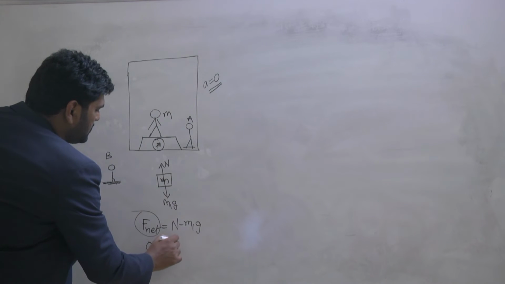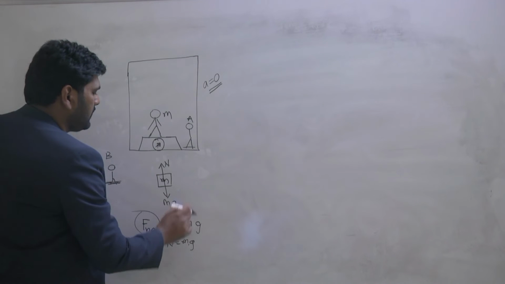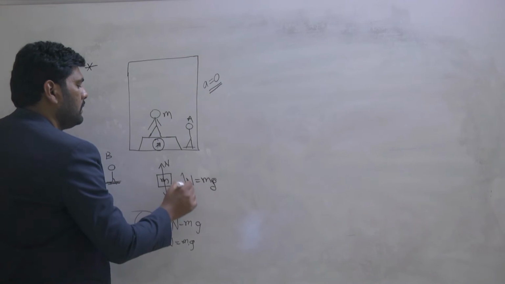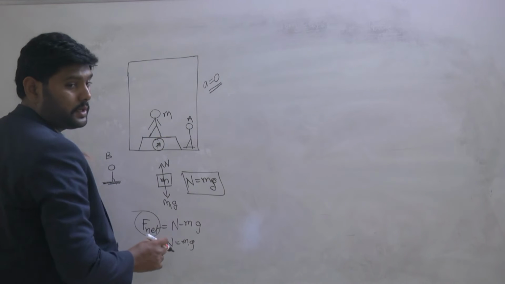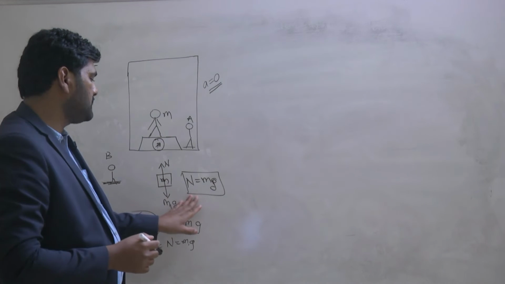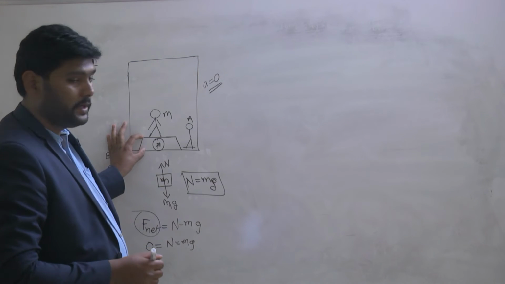0 is equal to N minus m1g. So from here we can take N is equal to mg. N is equal to mg. This is your normal reaction. Understand? So this normal reaction will give the weight of the body.